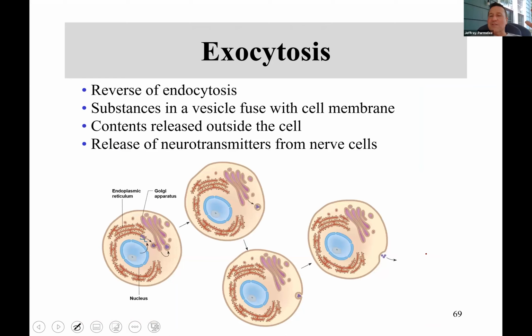And exocytosis is the opposite. It's a substance in the cell you want to get rid of. So it goes in a vesicle, binds with the membrane, and releases it.